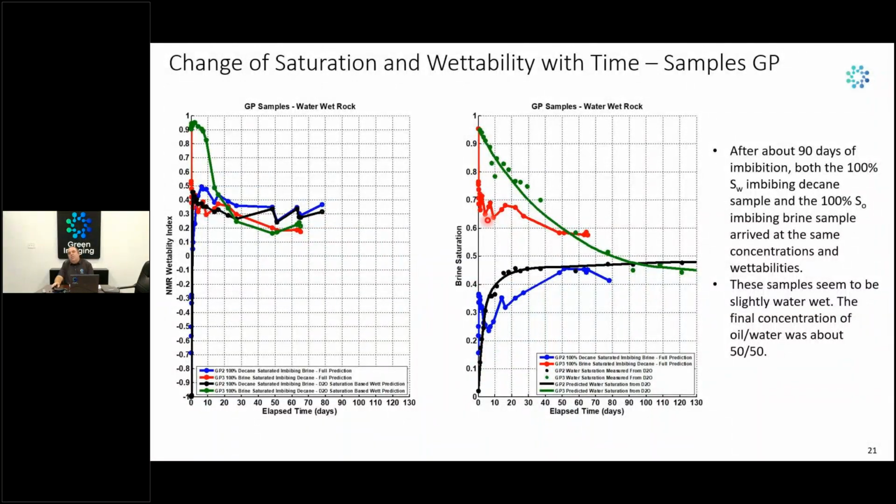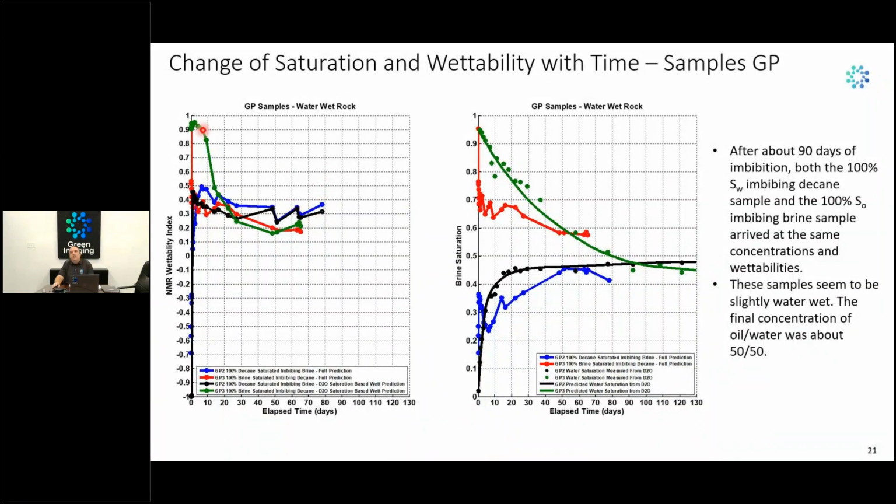So these oscillations made it more important to repeat the experiment with D2O and see how the D2O-measured saturation showed compared to the predicted saturation. As you can see, there is some discrepancy in the saturations predicted from the model versus those measured from the D2O. But as with the last sample, we went back and re-predicted the wettability.